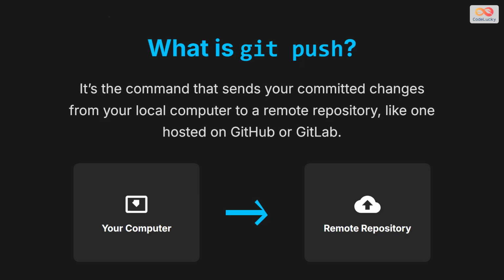So, what exactly is git push? Simply put, it's the command that sends your locally saved code changes, known as commits, to a remote repository. Think of it as uploading your work from your laptop to a central server like GitHub or GitLab for safekeeping and sharing.